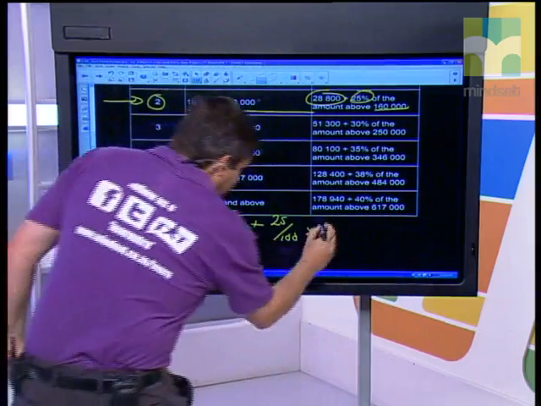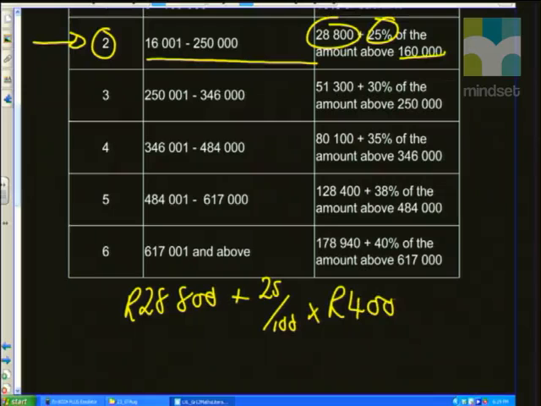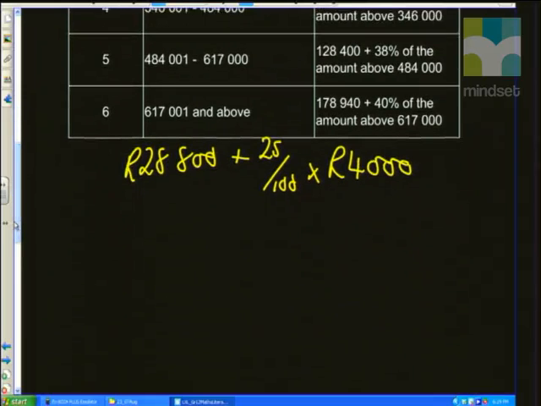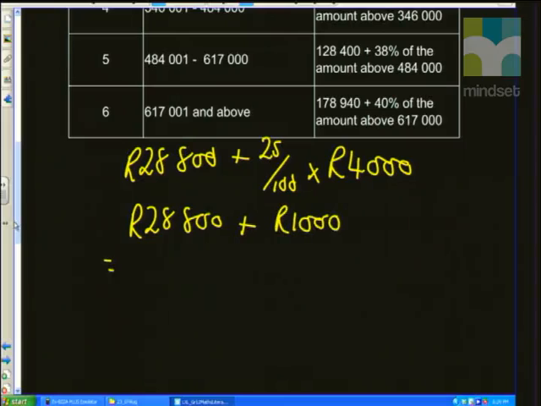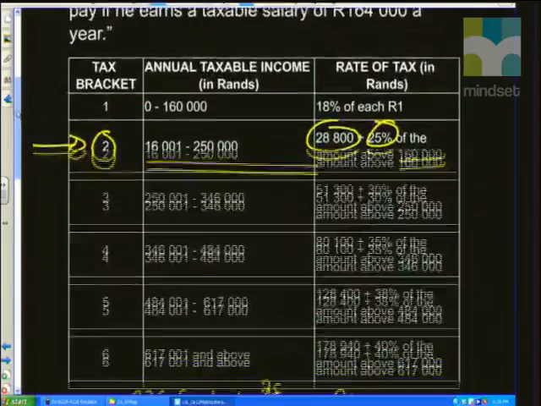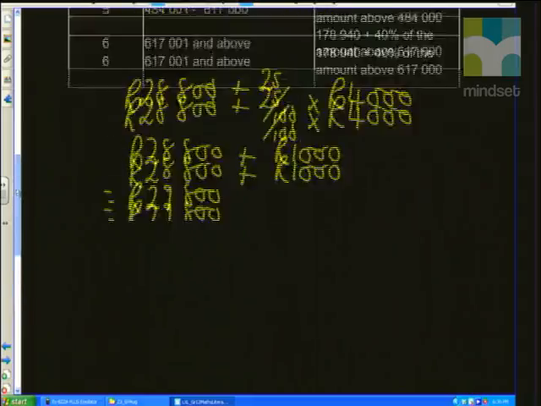Right. So 164,000 minus 160,000 gives me 4,000. So I know I've got to find 25% of 4,000 rand. So we're going to have 28,800 rand, plus 25% of 4,000, which is 1,000 rand. Add those up, and we get an amount of 29,800 rand.